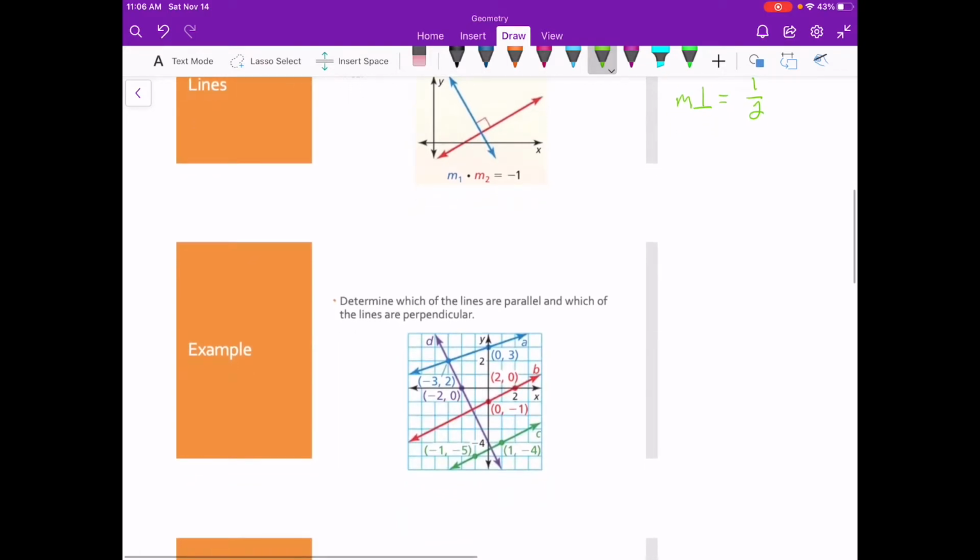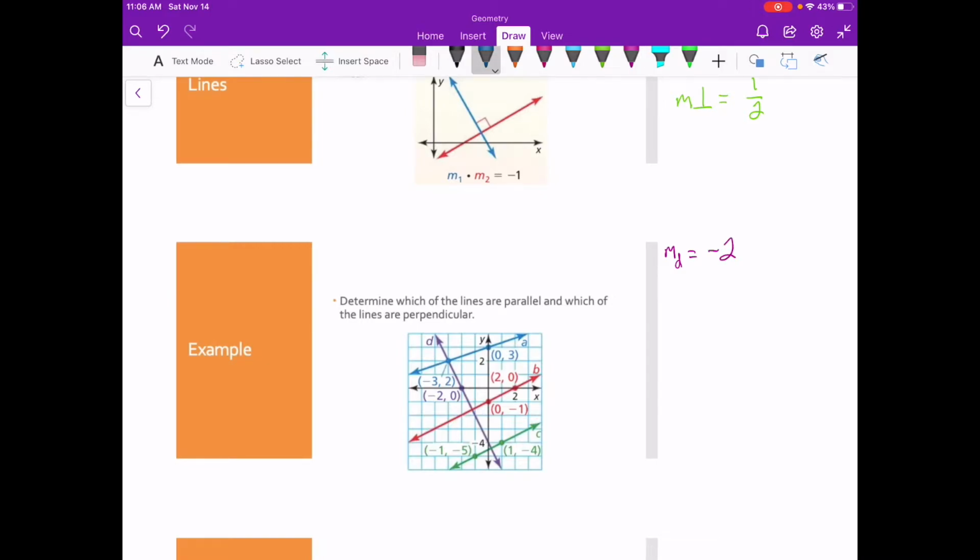So we want to determine which of the lines are parallel and which of them are perpendicular. So let's start by finding the slopes first. So I'm going to look at the slope of line D. And I can count the slope of line D to be down 2 to the right 1, so that's -2.